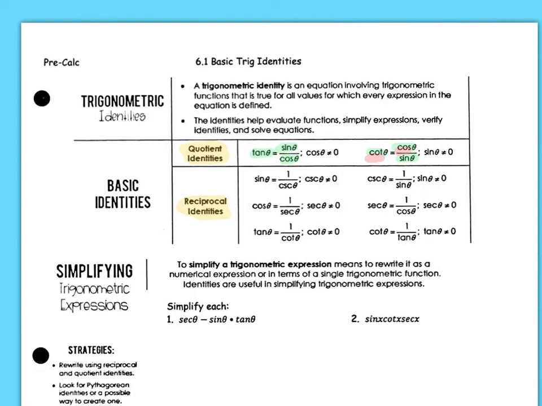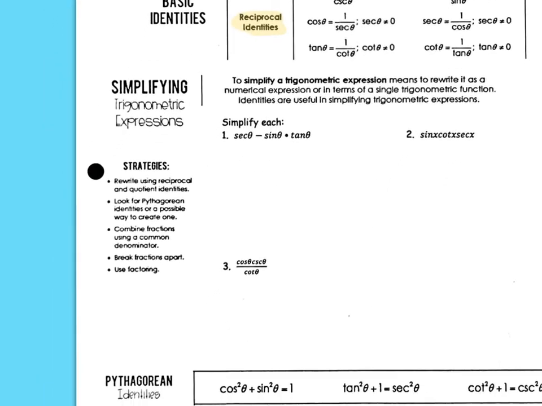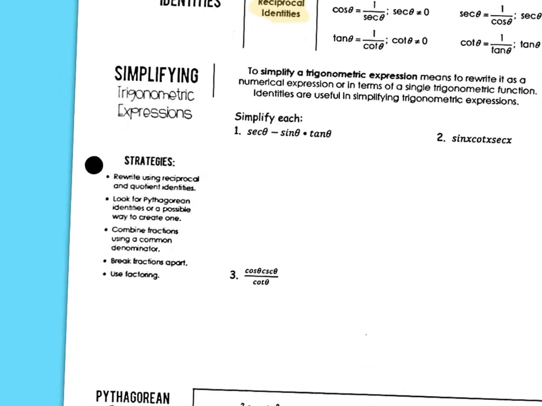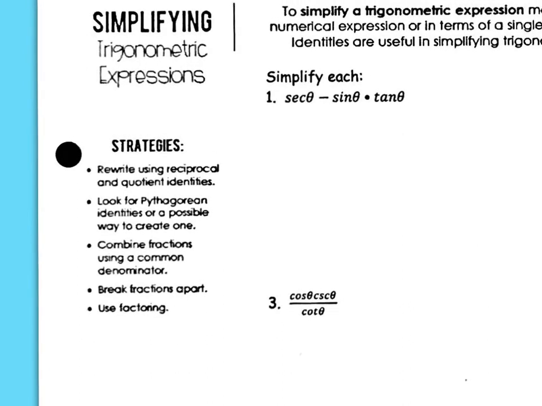This has a tendency to be sometimes frustrating. Over here on the side tells you some strategies. There's really no rules. There's really no order. That makes it a little bit rough also. So they're saying rewrite using quotient and reciprocal identities. I think a better way to say this is to just rewrite with sine and cosine only. So if you don't know what to do, turn every single word into sine and cosine.